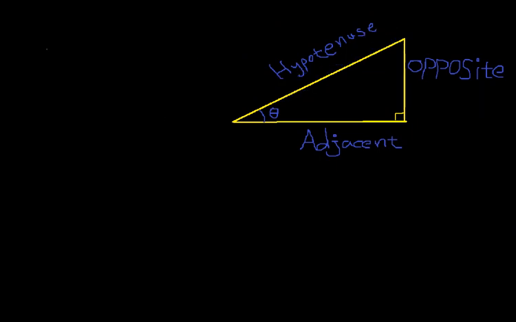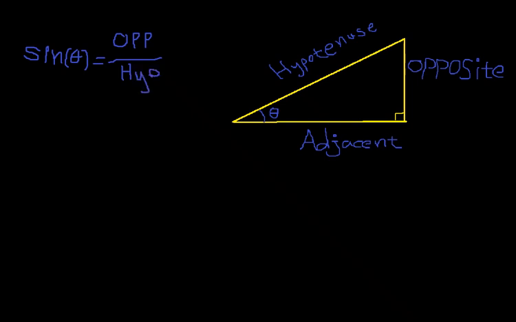So if we have this right triangle, we can write sine of theta. Let me just write it better. Sine of theta is equal to opposite divided by hypotenuse, or opposite over hypotenuse. Let me write hypotenuse here also.